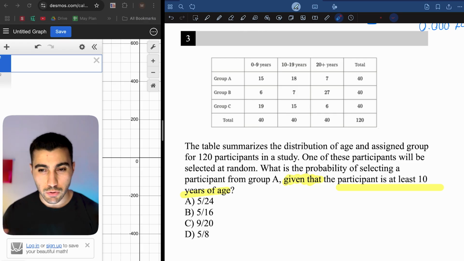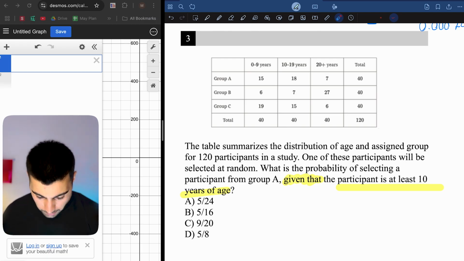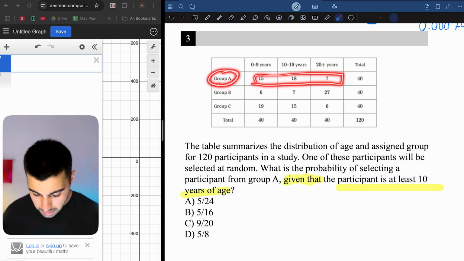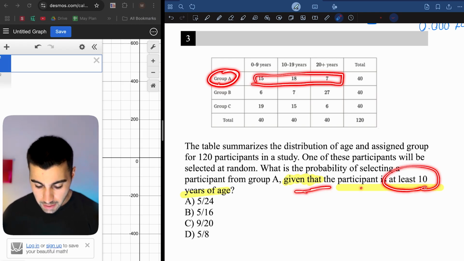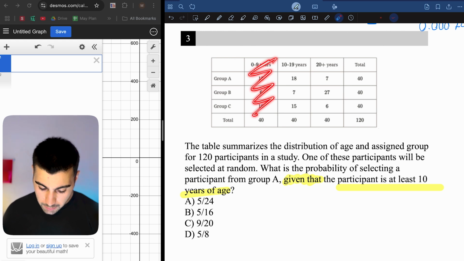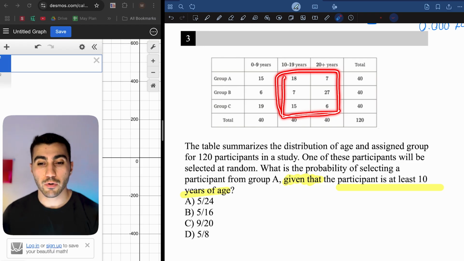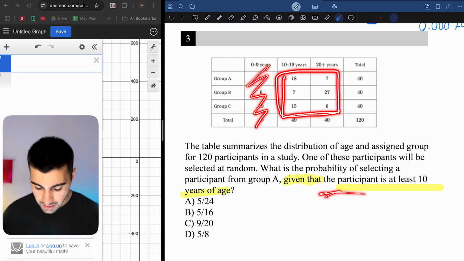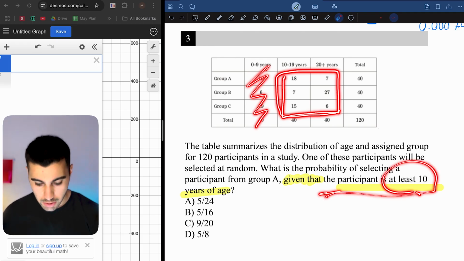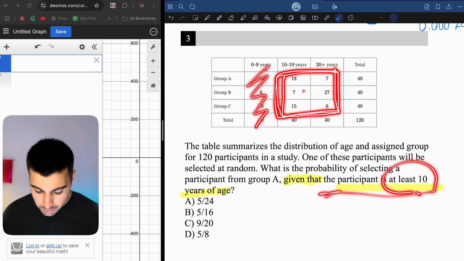So 120 participants is the total number of the participants that we have, and we're selecting one of these participants randomly. What is the probability of selecting a participant from group A? So we want to be like here, but it says given that the participant is at least 10. That means we are already eliminating this column. We are selecting all the participants that are already above 10, right? We're already selecting from here. This is our total number of the participants that we're going to select from, right? So we already don't select that, given that they're already at least 10 years of age. So we're selecting from here, and we want it to be from group A.